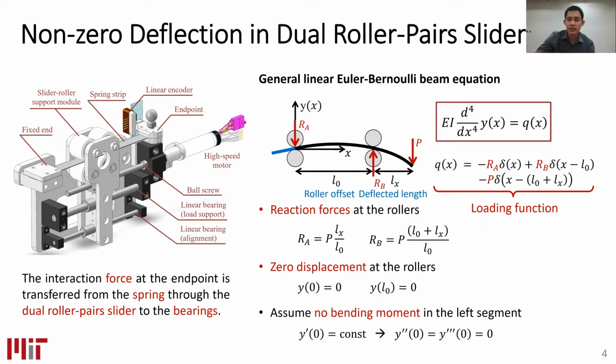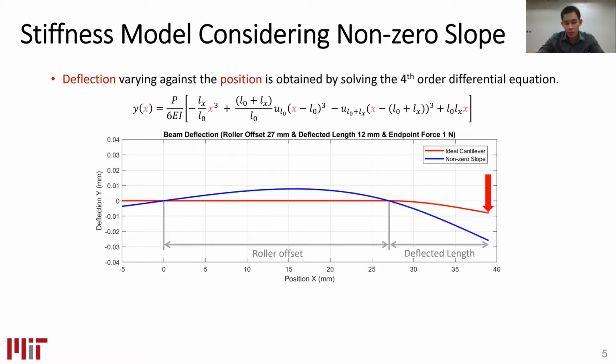By solving this differential equation, we have the deflection model that relates the vertical deflection y to the horizontal position x. In the plot, the blue plot comes from our proposed model, and the red plot comes from the basic model with the ideal cantilever support.